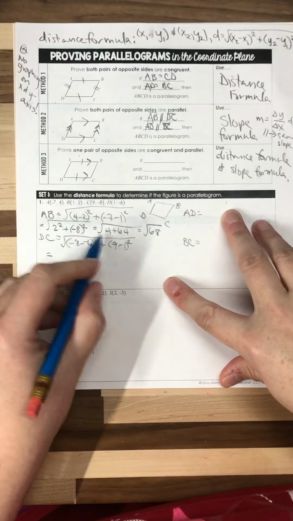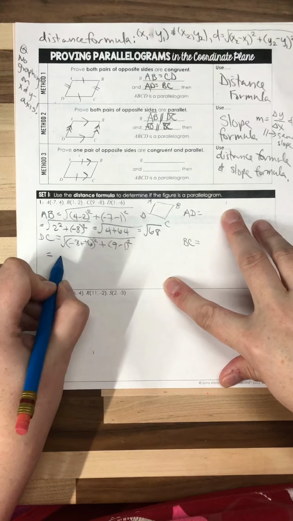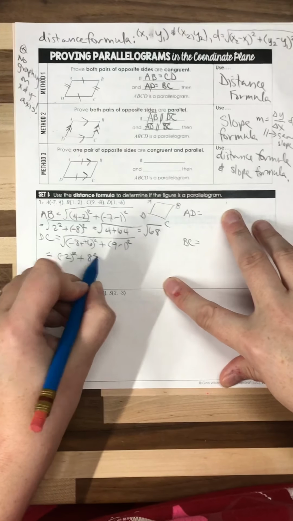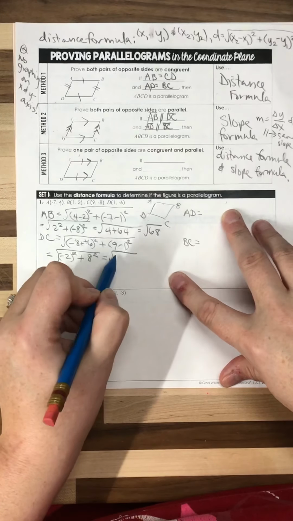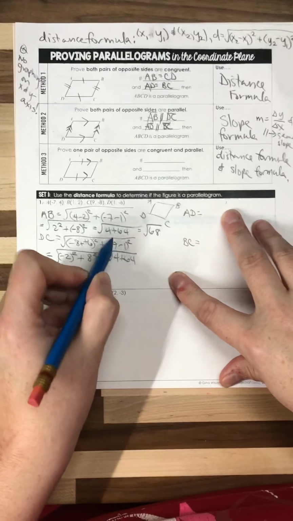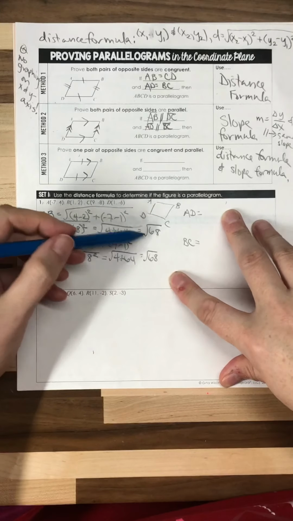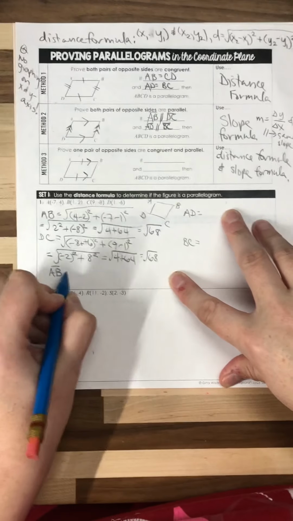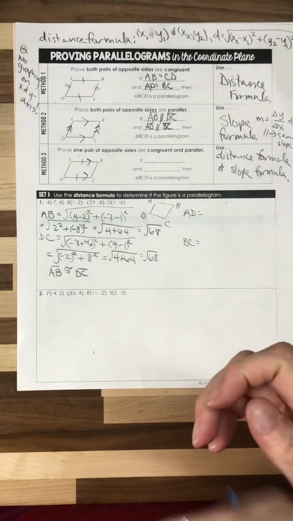Some of you are probably wondering about that. So this becomes negative 8 plus 6 is negative 2 squared. 9 minus 1, 8 squared, all under the radical. So that becomes the square root of 4 plus 64. Heck, we know automatically, since these 2 distances are the same, AB is going to be congruent to DC. Okay.